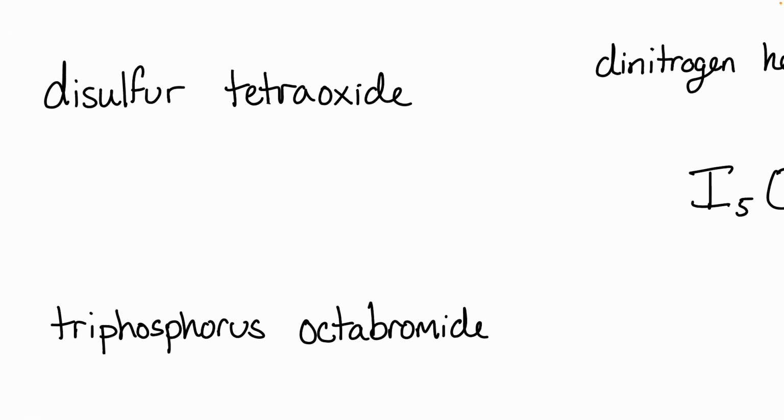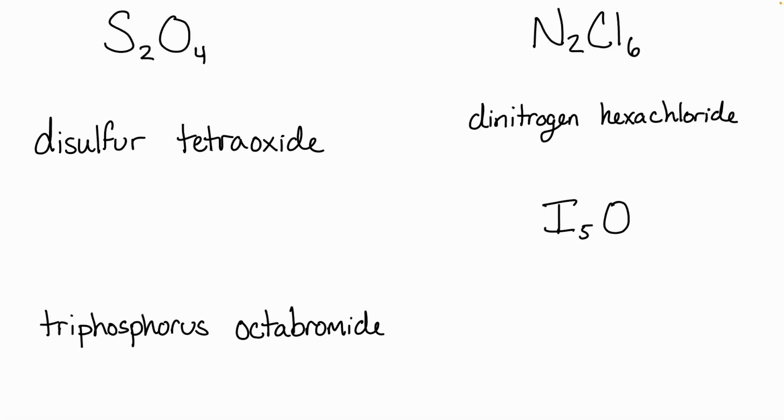All right, again, going from the name to the formula is pretty straightforward. Triphosphorus means that there are 3 phosphoruses. Octabromide means that there are 8 bromines. And then the last one, what's that first word? Pentaiodine. What about the second one? Monoxide, right? We always have to include the prefix for the second element, even if there's only one of them. So this would be pentaiodine monoxide.